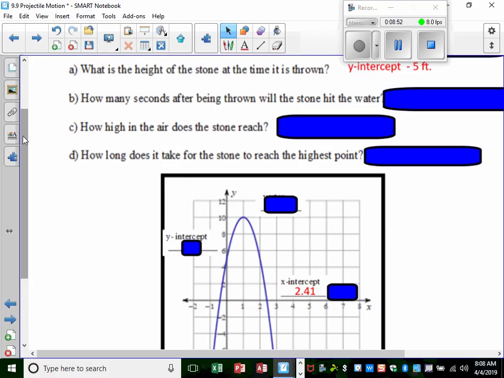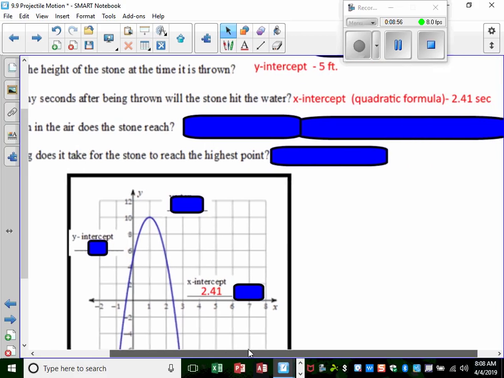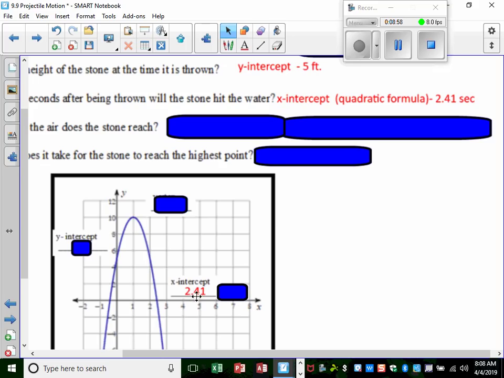Now, how would you get the 2.41 seconds? Using the quadratic formula, because you can't read 2.41 from your graphing calculator. So that's where you're going to have to use your formula. And of course, this formula, you know how we separate it into two parts, will give you the negative answer and it will give you the positive answer. So again, we always take the positive answer.